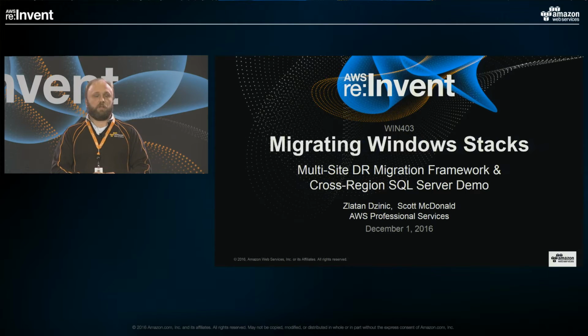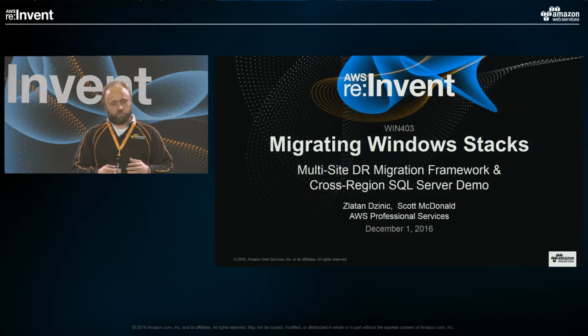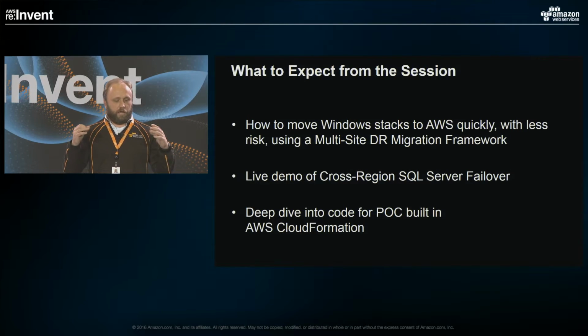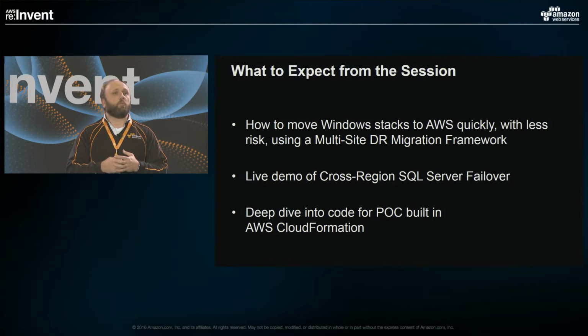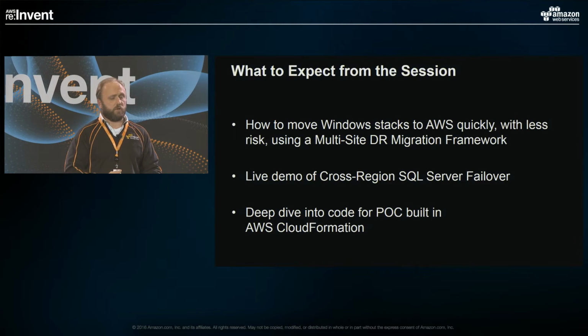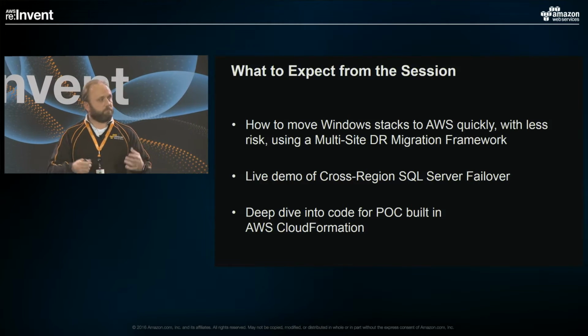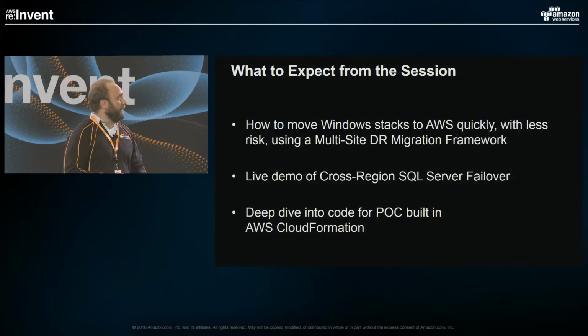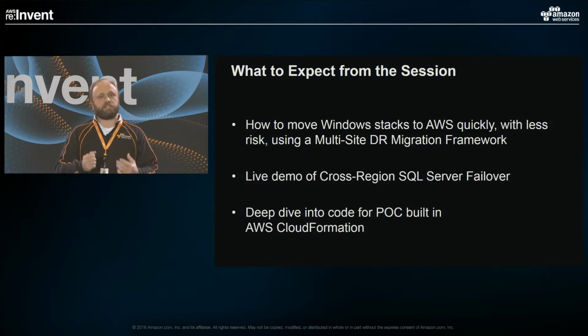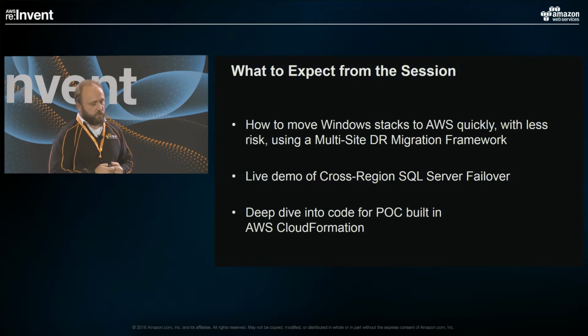So what we are going to be talking about is what we believe to be the best way of performing migrations, specifically for Microsoft workloads. Now, you can also apply this to open source Linux workloads and so on, but we will focus on the Microsoft ones, and we do have a demo as well to show you how that works. So the idea is to move Windows stacks to AWS fairly quickly, with the least amount of risk possible, and to utilize a multi-site DR strategy to do so.